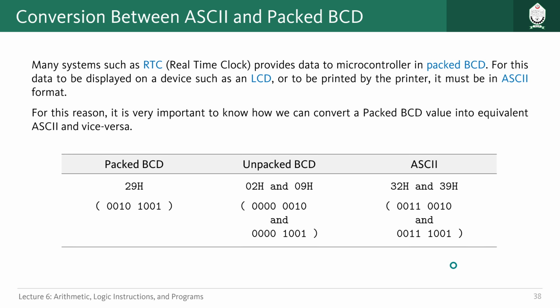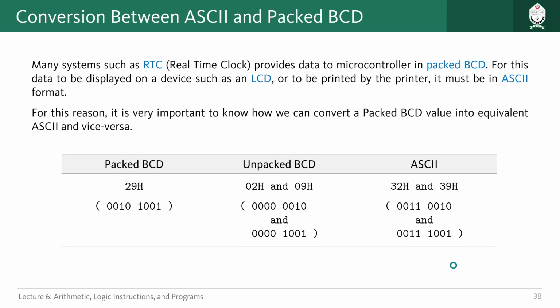And let's say I want to show that data, the time and date, using some kind of display unit, for example an LCD. The LCD receives data in the form of ASCII. So if I want to show the same date and time on the LCD, I have to convert that value into ASCII, right? That's why it's very important to understand how to convert from ASCII to packed BCD, and also from packed BCD to ASCII. We will try to understand that.